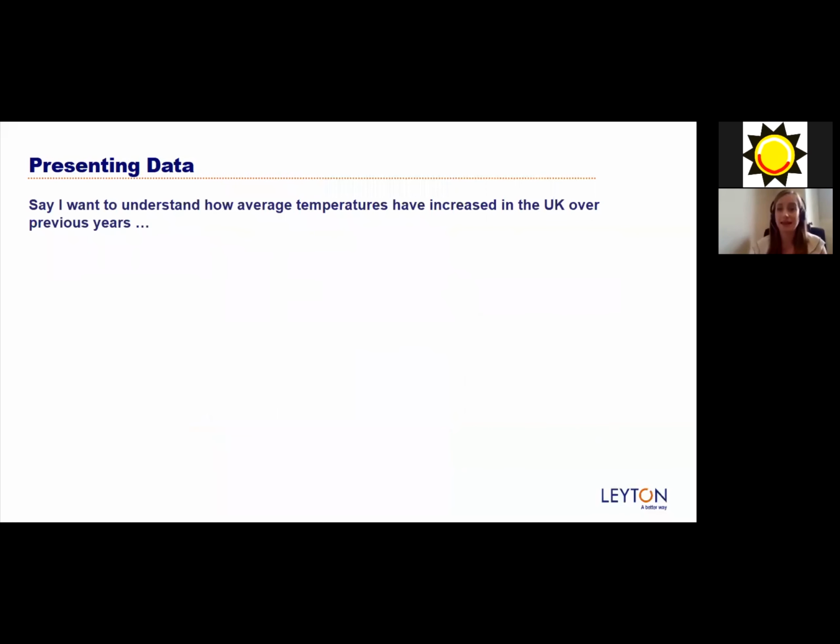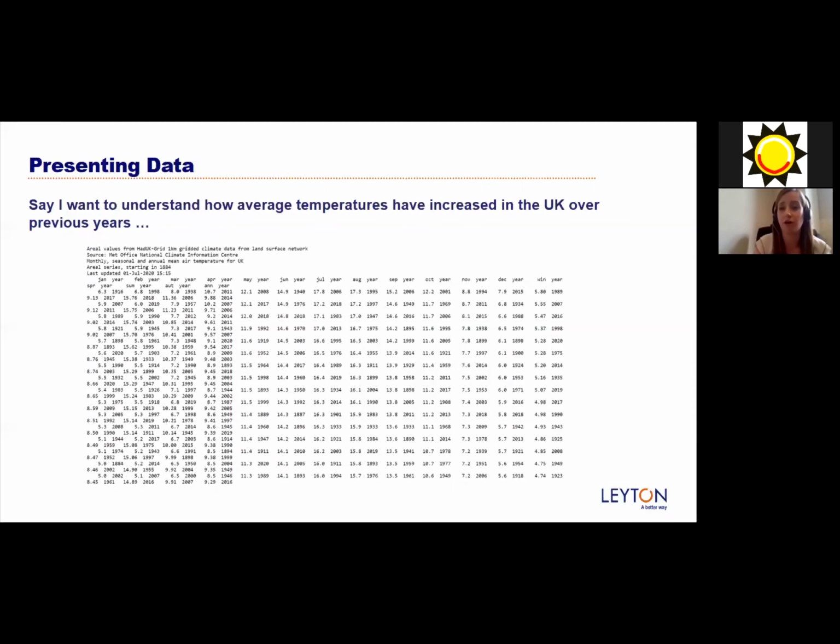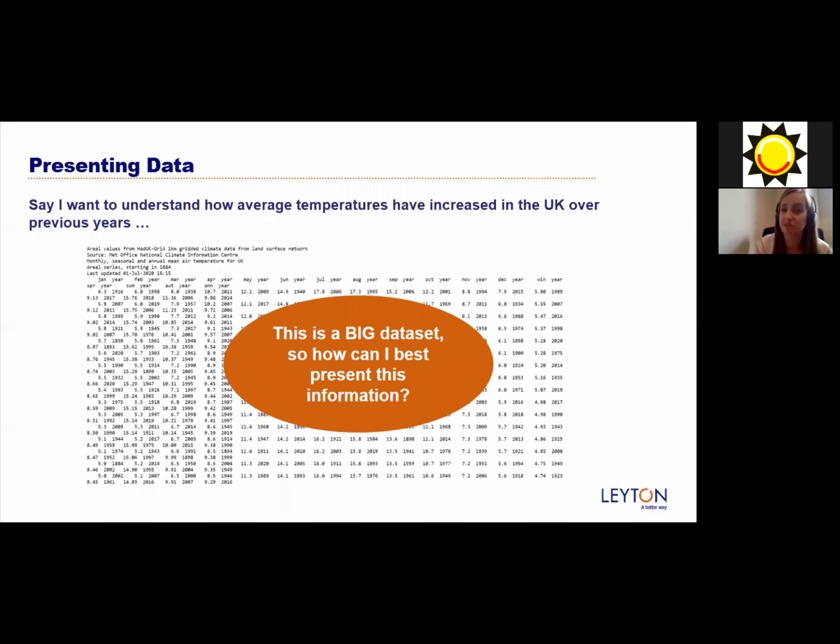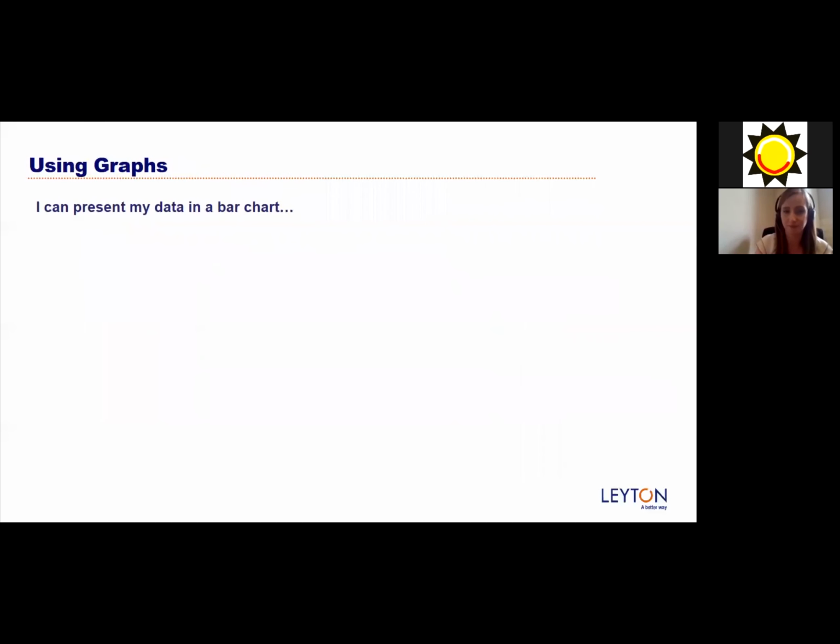So on to presenting data. Say if I'm trying to demonstrate the impact of climate change and global warming, what I could do is take an example and say that I want to understand how average temperatures have increased in the UK over previous years. Now, what I can do is go onto the Met Office government website and download a load of data. Now, this is a really big data set and it's not really telling me a lot in its current format. So I'm going to think about a few ways that I could best present this data.